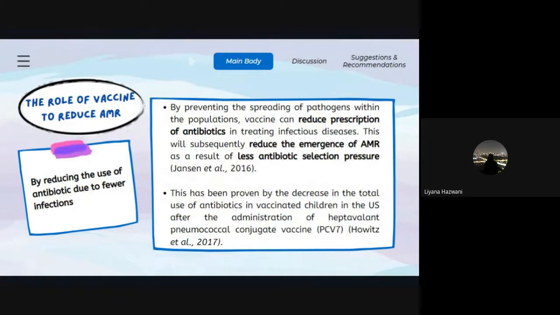The next role is by reducing the use of antibiotics due to fewer infections. By preventing the spreading of pathogens within the populations, vaccine can reduce prescription of antibiotics in treating infectious diseases. This will subsequently reduce the emergence of AMR as a result of less antibiotic selection pressure. This has been proven by the decrease in the total use of antibiotics in vaccinated children in the US after the administration of the heptavalent pneumococcal conjugate vaccine, PCV7.